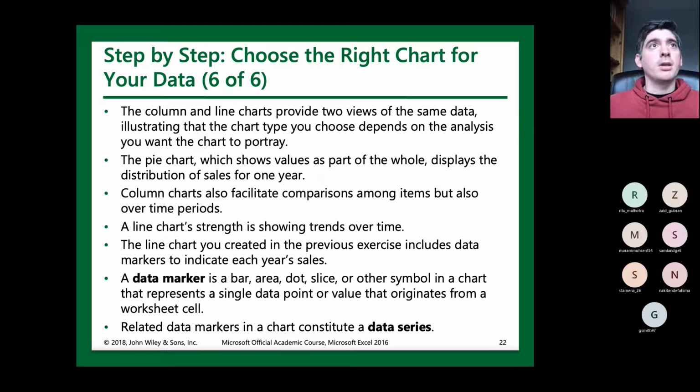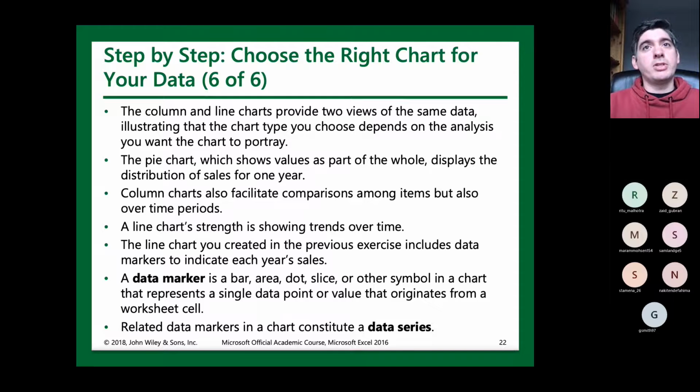So the column and line charts provide two views of the same data, and they illustrate that the chart type you choose depends on the analysis you want to portray. So the pie chart, which shows values as part of a whole, displays the distribution of sales just for 1 year. Our line chart's strength is about showing trends over time.